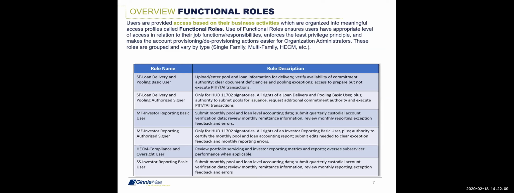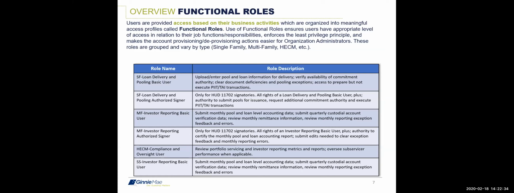If they are an authorized signer on behalf of your organization, all of the basic user functions come with that. You do not need to assign them both the basic user and authorized signer functional role. They would only need to receive the authorized signer functional role, meaning they're on the HUD 11702, and they likely have an RSA token, and then you would assign them that authorized signer functional role. All of the basic user functions would come with that. You do not need to assign them both functional roles. Next slide.